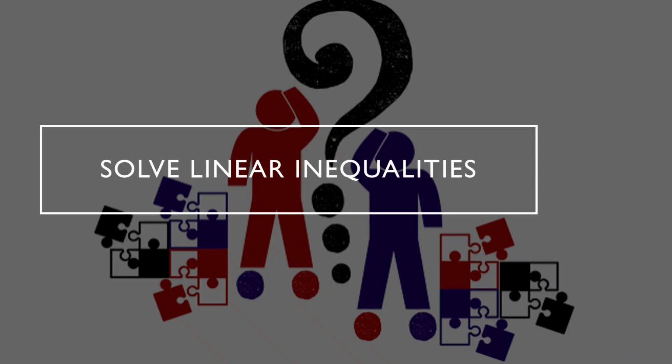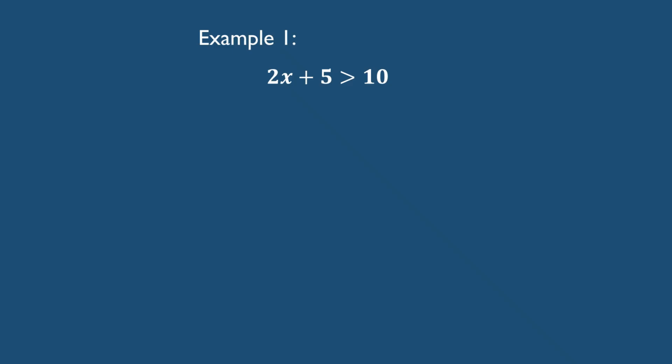Now, let's see how to solve linear inequalities. Example 1, 2x plus 5 greater than 10. Here we need to take the variable into one side and take other values into the other side. To do this, first we will remove 5 from both sides. So to remove 5 from both sides, we need to subtract 5 on both sides of the inequality. Then we will get 2x is greater than 5.